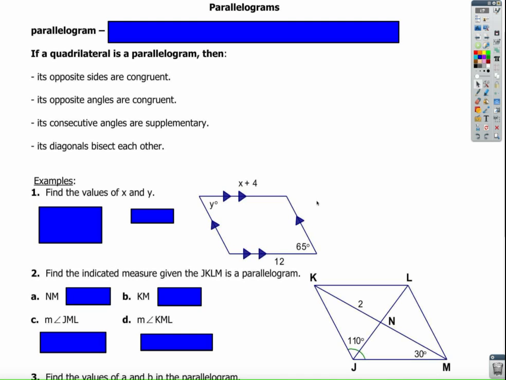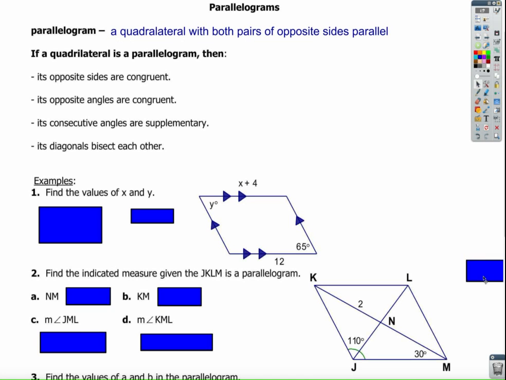Hi everybody! Today we're going to take a look at parallelograms. As you already know, a parallelogram is a quadrilateral with both pairs of opposite sides parallel.